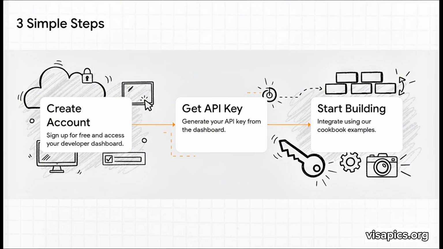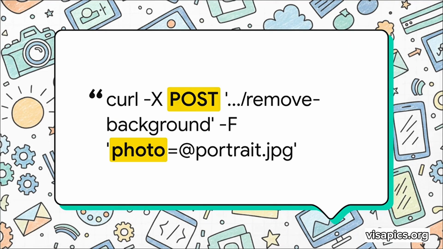First, you create a free account to get your developer dashboard. Second, you generate your API key. That's instant. And third, you just grab one of the ready-to-use cookbook examples and start building. That's it. And look, this just shows you how ridiculously simple your first integration can be. This single curl command you're seeing, that is a fully functional request to remove an image background. It really is that easy to get started.